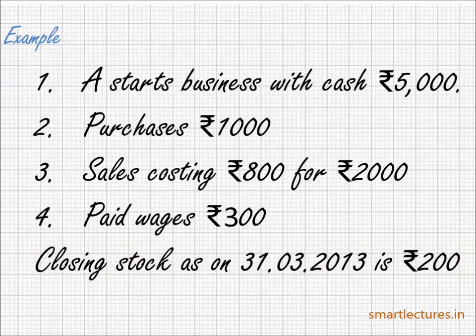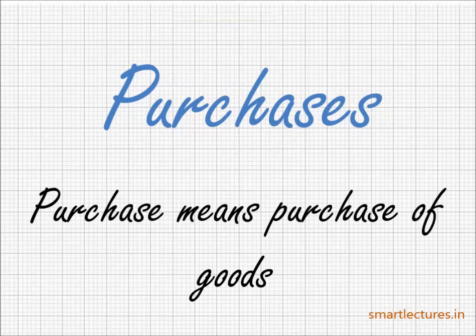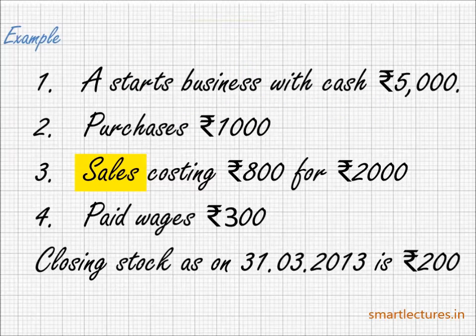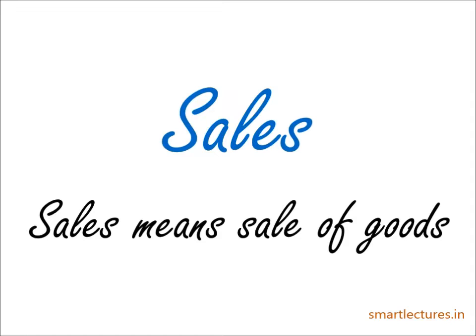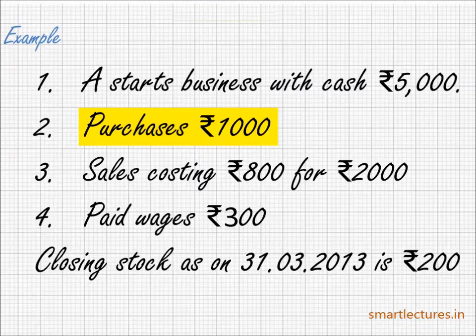In this question you will find a new thing. I have written down purchases. I have not used the word goods or A purchased goods. In accountancy, purchases means purchase of goods, not any other assets. In the same way, sales means sale of goods, not any other thing. So be careful. And I have not written whether these are cash purchases or credit purchases. So we'll assume that these are the cash purchases.